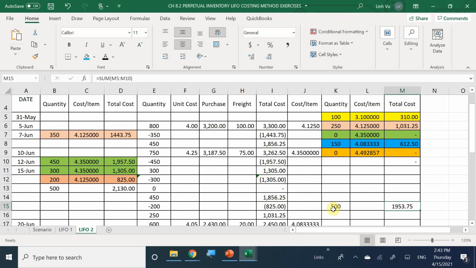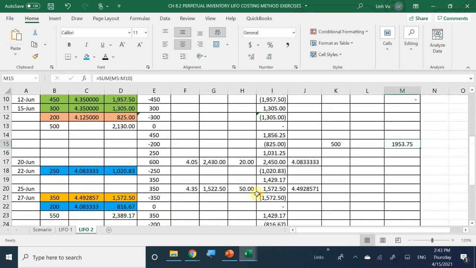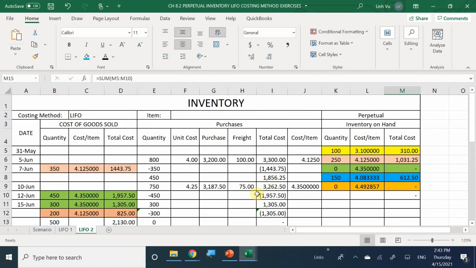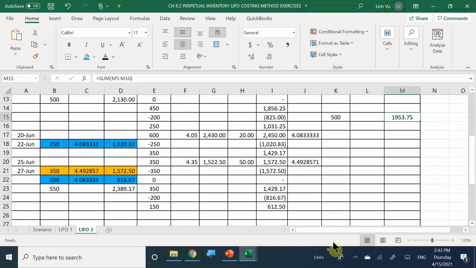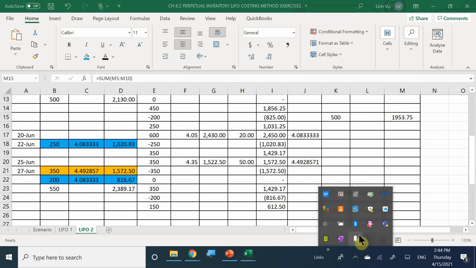So this was pretty much a lot easier, right? Because we understood how to do the first one, so the second one came a little easier. Okay. Any questions in regards to dealing with LIFO?